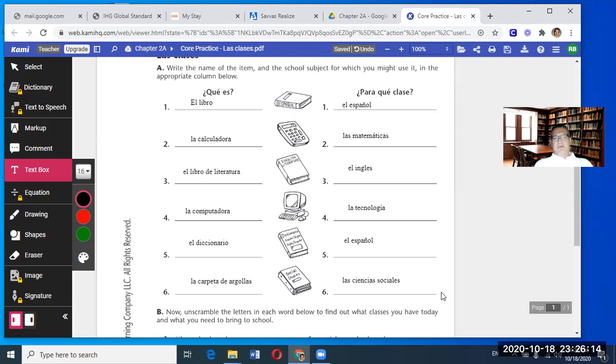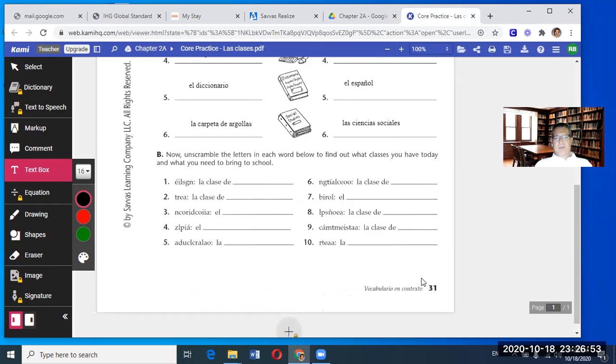Okay, so everybody got that? 1, 2, 3, 4, 5, 6. El libro, la clase de español, because it's a Spanish book. La calculadora, las matemáticas. El libro de literatura, el inglés. La computadora, la clase de tecnología, el diccionario, la clase de español, la carpeta de argollas, la clase de las ciencias sociales.